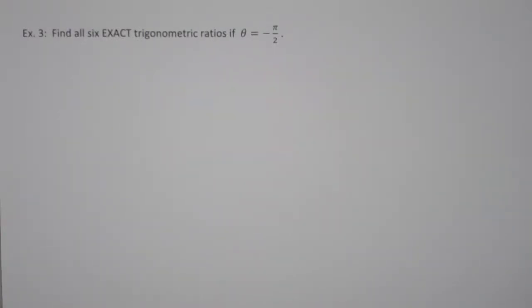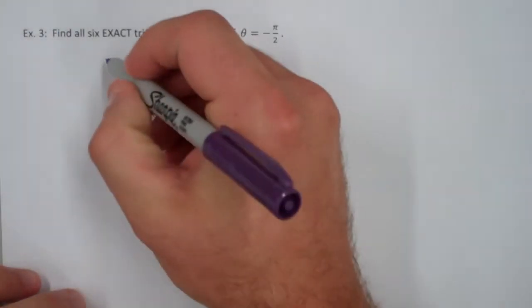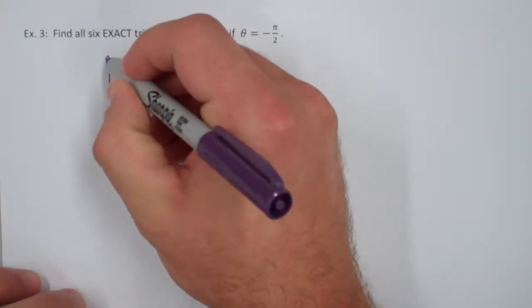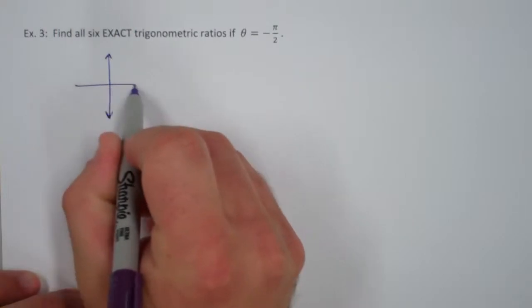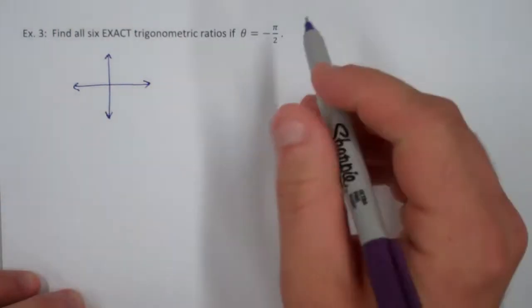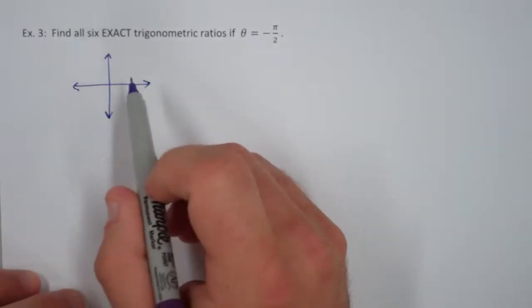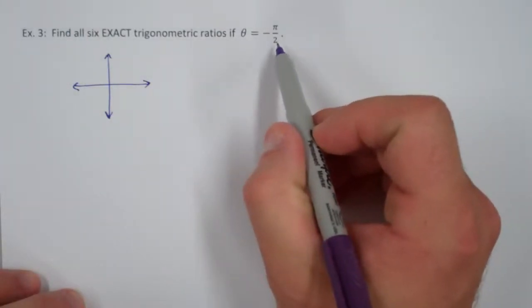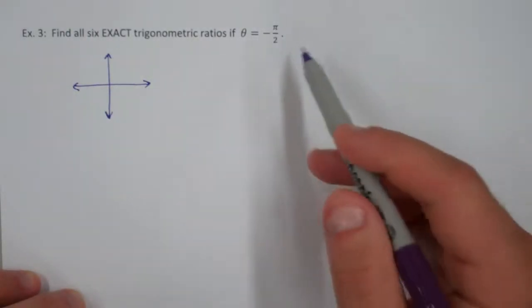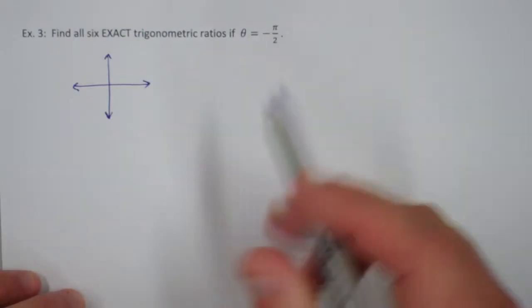In example 3, we're going to be working to find all 6 exact trigonometric ratios if theta is equal to negative pi over 2. Let's sketch this real quick so that we can get a good idea of where this is. So negative pi over 2 is the same as negative 90. So if you think more in terms of degrees, those two are an equal angle measure.